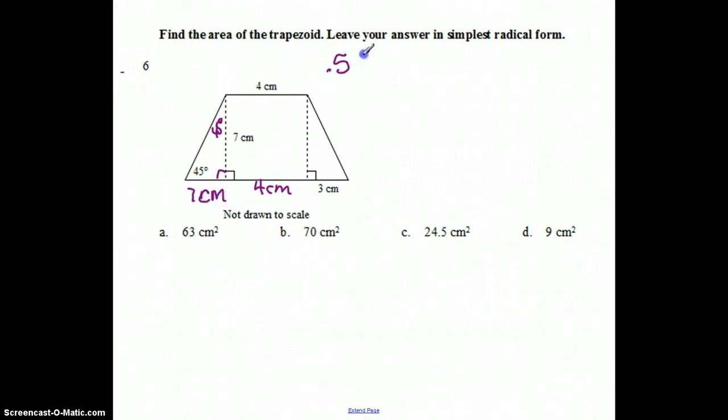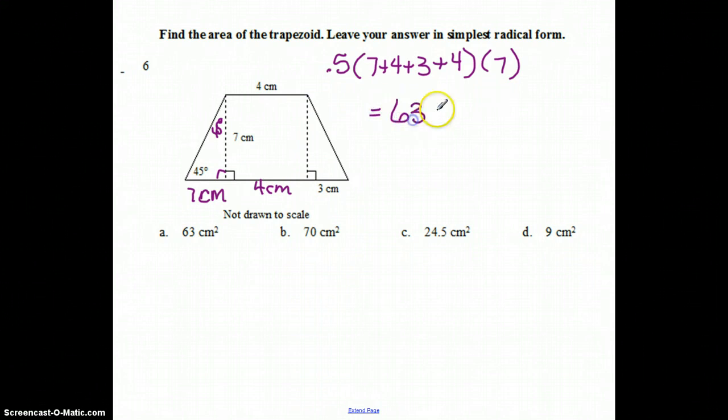So then it makes it a lot easier to go through and do the bases. So first of all, this is the first base. This is down here. And I have a 4 that comes from the top. And then I have a height of 7. So if I multiply all those together, I end up with 63 centimeters squared, which is A.